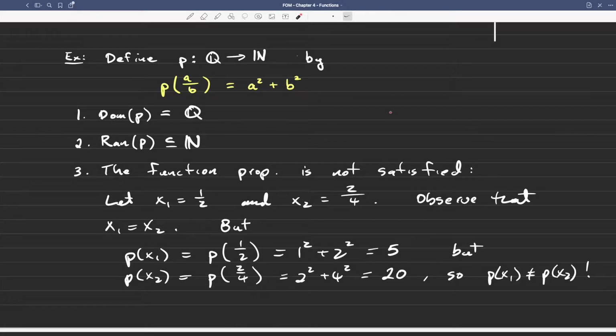P is a relation. It's a relation where every rational number gets paired up with infinitely many different y components. And that's okay in a relation. We can have relations that do that, but in a function, we've got to disallow that sort of ambiguity.